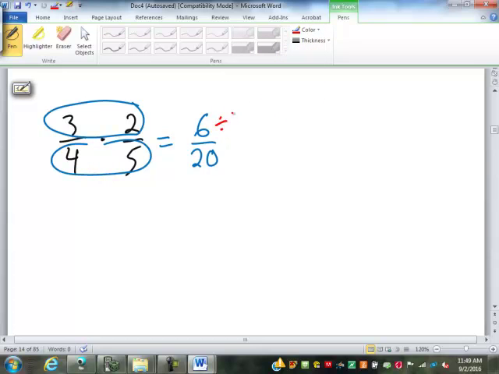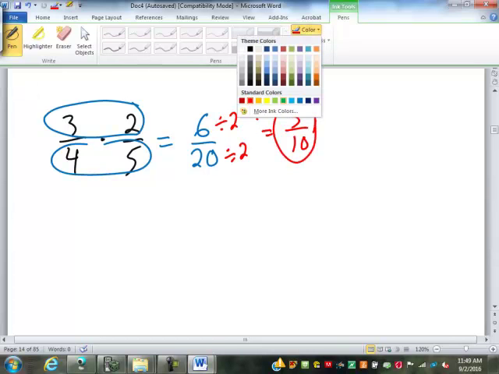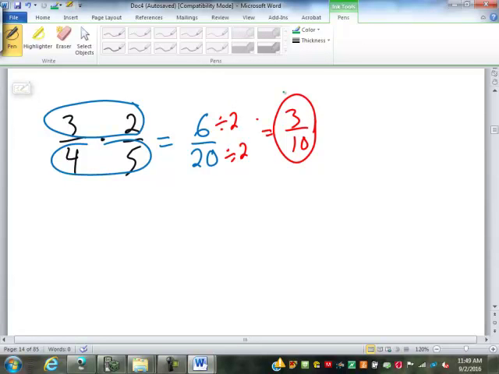Both 6 and 20 can be divided by 2. 6 divided by 2 is 3. 20 divided by 2 is 10. So we get a reduced answer of 3/10. Now some of you might be looking at that thinking, why didn't you cross cancel or cross multiply, it's sometimes called. Others right now might be wondering, what's cross canceling?